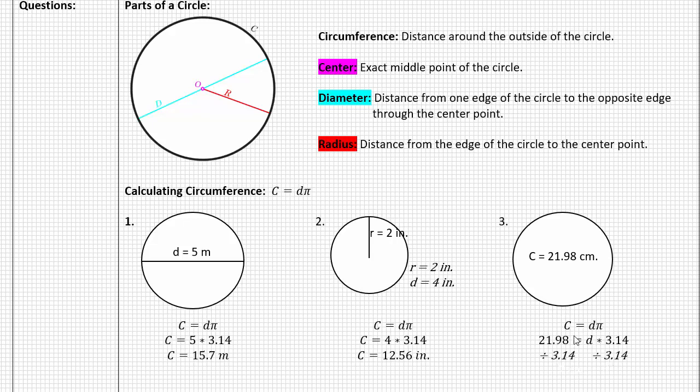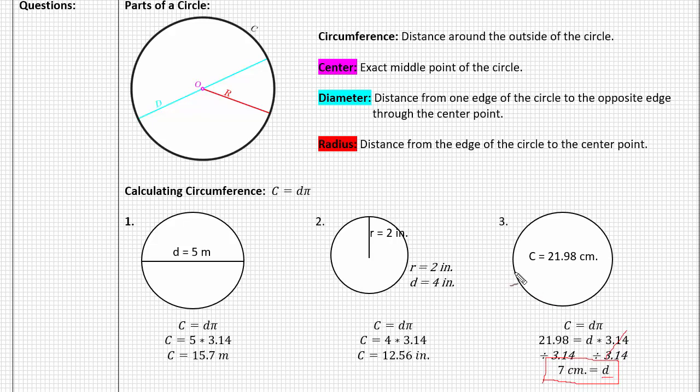If you said to divide both sides of our equation by 3.14, I would agree, because we're doing the opposite operation as what's in the formula here, where we're multiplying by 3.14. So if we divide both sides by 3.14, we should get that this cancels out, leaving D by itself for the diameter, and 21.98 divided by 3.14 is 7. So the diameter of this circle would be 7 centimeters.